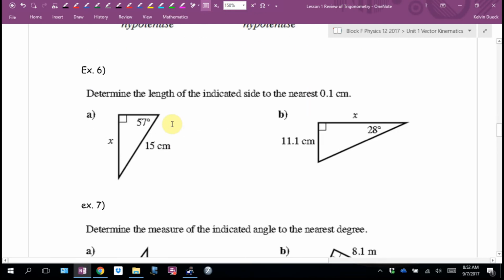So example 6 says, determine the length of the indicated side to the nearest 0.1 centimeters. We start out by labeling our triangle. First of all, is this a Pythagoras question?